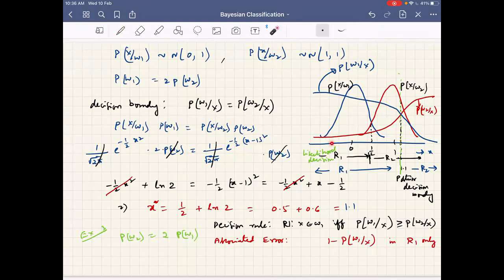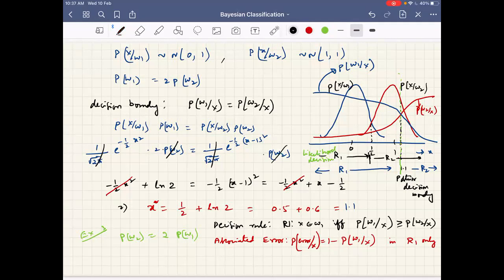See, for example, X equal to this value. Is the error the same as for X equal to this value? Those are not the same. So I can't write the associated error in general in this case, unlike the error with prior probabilities, because prior probabilities have no connection with the measurements X. So I can simply write that error. But here, I have to write the associated error at a given X. Yes, at a given X. But this is in R1 only.